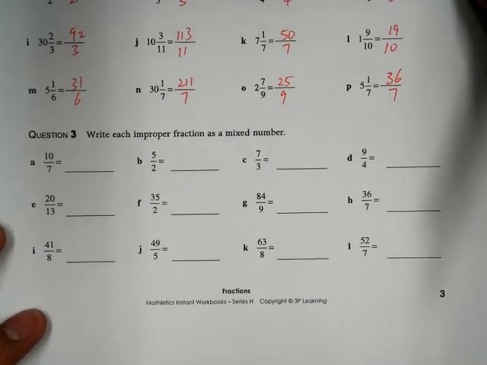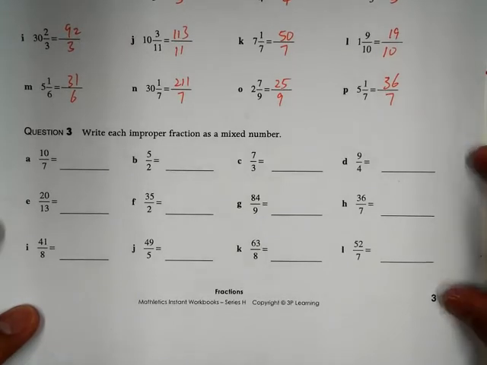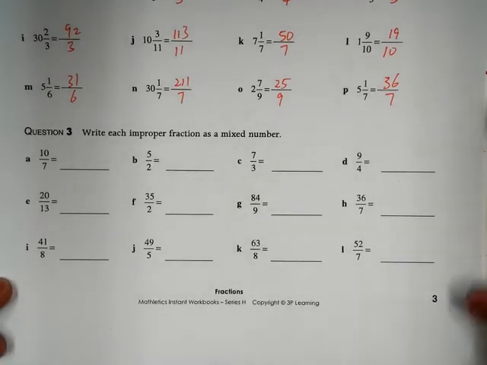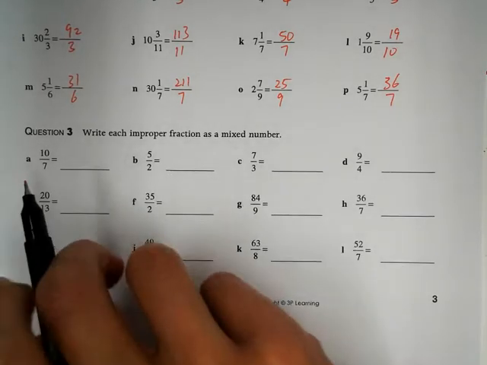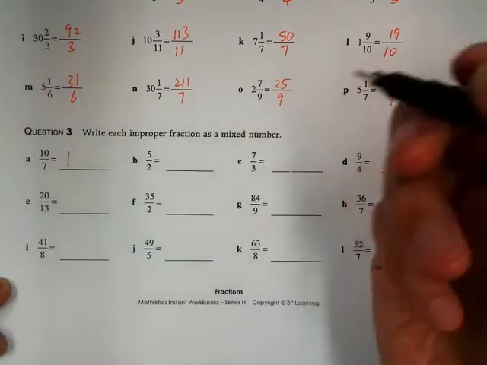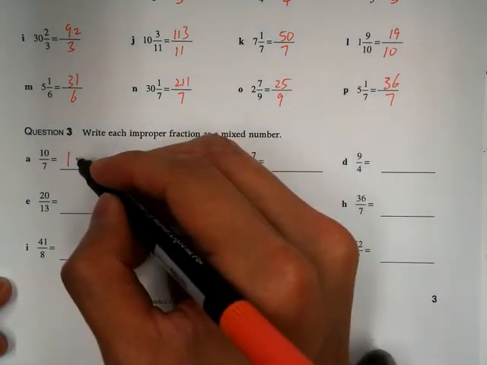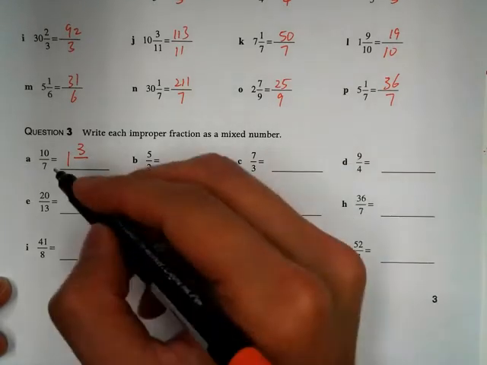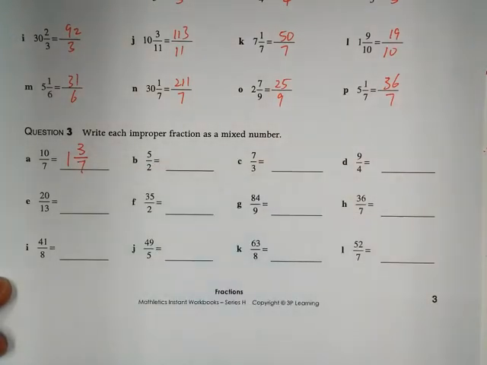So next one is from improper fraction to mixed number. So we need to use the division concept. How many 7s in 10? There is 1 seven in 10, so we write the whole number 1. How many remain is 3, so we put the remainder on top, and then we don't change the denominator.